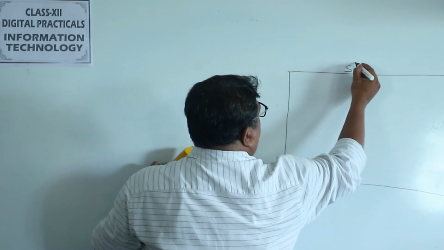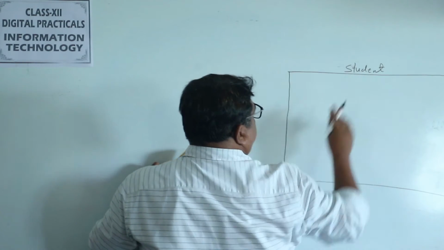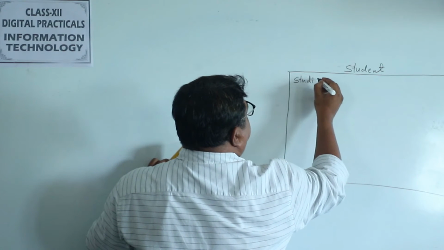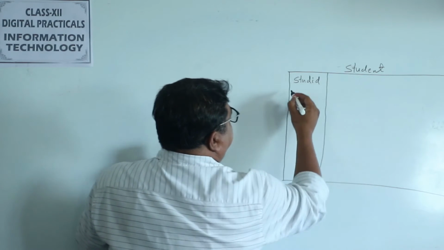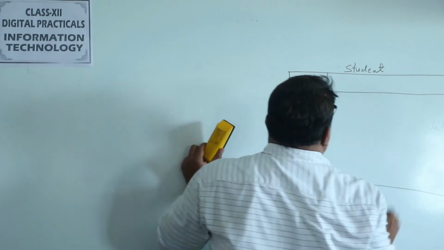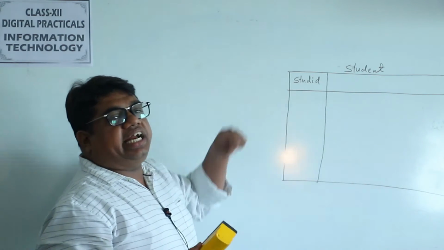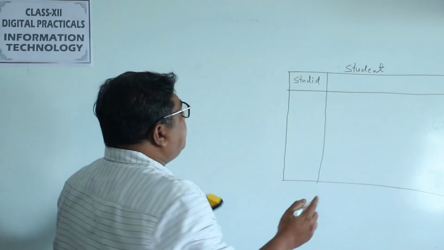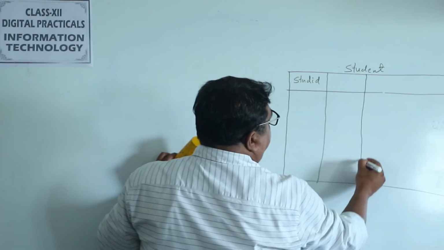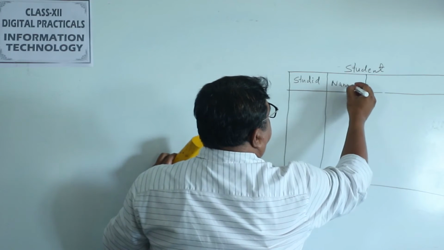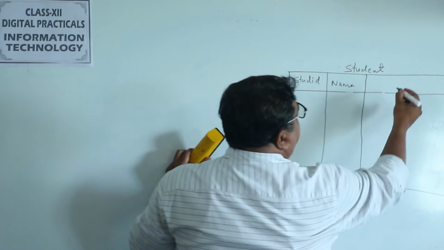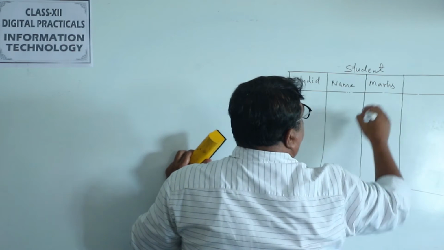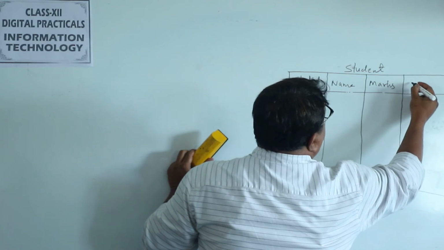Suppose the table name is student, and suppose I will have a student ID, STUD ID. It's a unique ID. Whenever you join a college or school, every college or school has a student ID. So I am having the first column name as student ID. Then I want to have the name of the student, the marks of the student, and the stream.